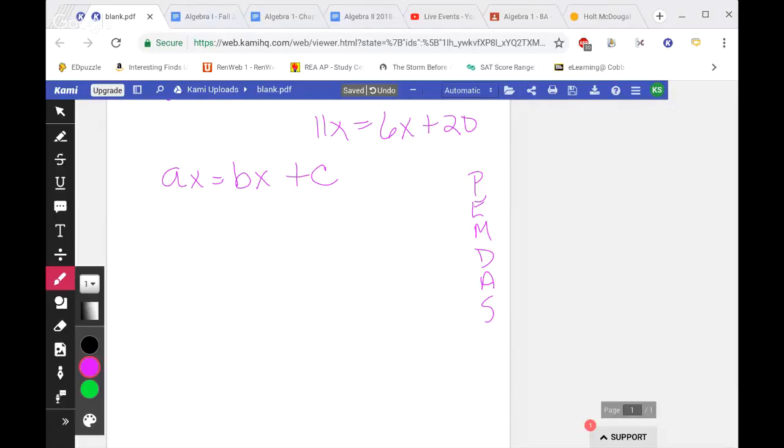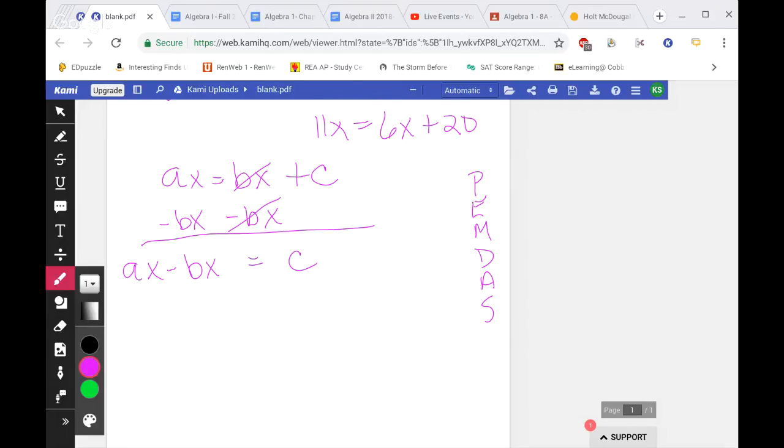So what they're asking us to do is to solve for x. What I'm going to do first is get all of the x's on the same side. So I'm going to subtract bx from both sides, and that will eliminate it from here. And then over on this side, I'm going to have this.